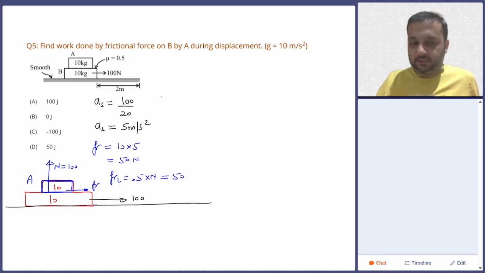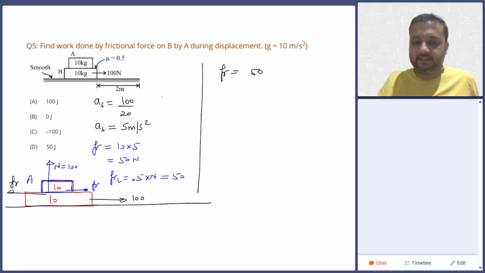Since friction acting on block A is towards the right, by the third law, friction acting on block B will be towards the left. And how much will be the value of the friction? The value of the friction will be 50 itself. Direction will be towards the left.